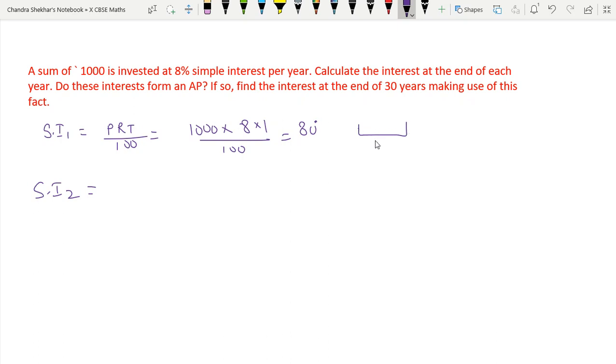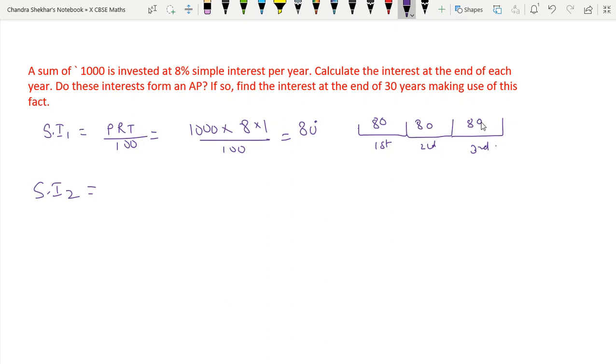Okay, this is the first year. This is the second year. This is the third year. First year, we calculate the interest on 1000. How much is that? 80 rupees. Second year, we will again calculate for 1 year. We are calculating for every 1 year. Second year, I will calculate again for 1000 rupees. It will be 80 rupees. Third year, again, it will be 80 rupees.